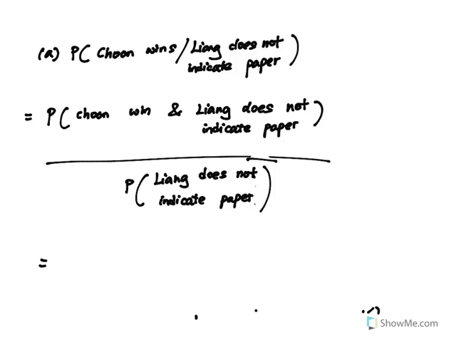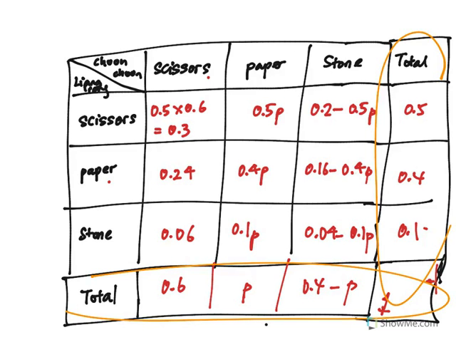So Chun wins and Liang does not indicate paper. So Chun wins will be what? And Liang. There are a few outcomes. If Chun wins and Liang does not indicate paper, number one, it could be Chun giving paper and Liang giving stone. Another one could be Chun giving stone and Liang giving scissors, right? Stone beats scissors, and paper beats stone. So there are two possibilities.